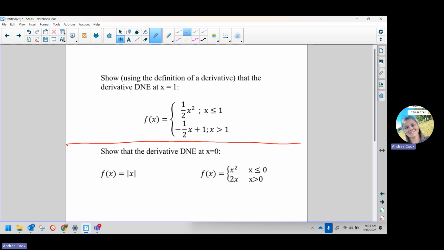Remember yesterday how we said a function can be continuous, but it doesn't necessarily mean that it's differentiable, that we can find the derivative. This problem, if I plug 1 into that, what do I get? 1/2. And if I plug 1 into here, what do I get? 1/2. So this graph is continuous, but we're showing that the derivative does not exist at 1.